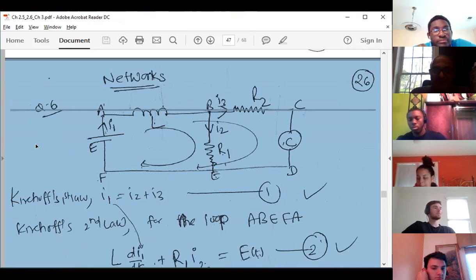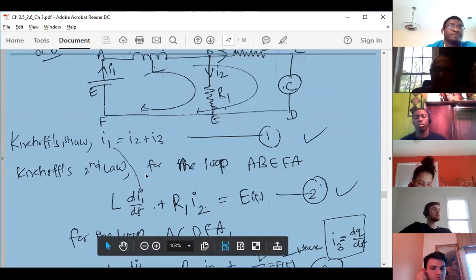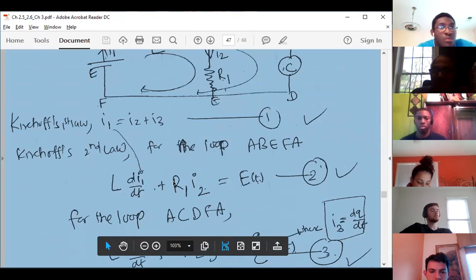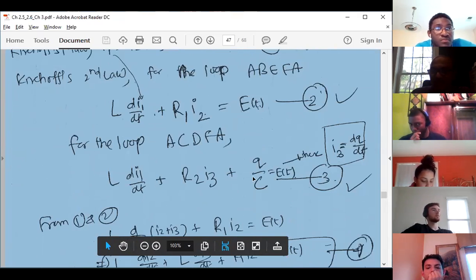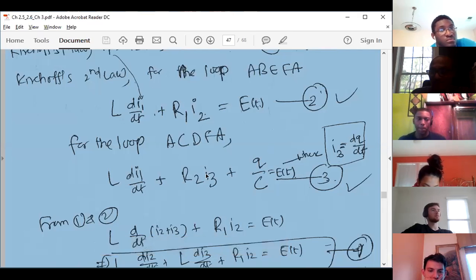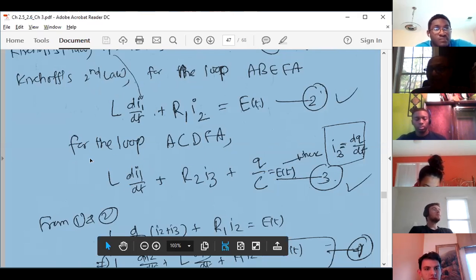Look at here, guys. Kirchhoff's second law: this is my first loop and this is my second loop. You have to mention the loop like this. My second loop equation is like this, where Q is associated with the current in the form I3 equals dq by dt. Now you have to play with these three equations, your 1, 2, and 3, and try to set up the equations I gave you in the example. You have to use these three equations in such a way that you can get those two equations.